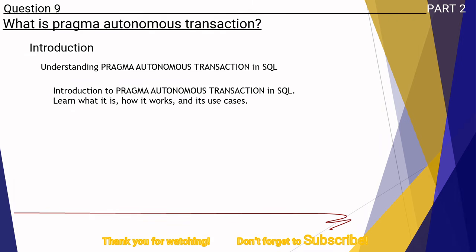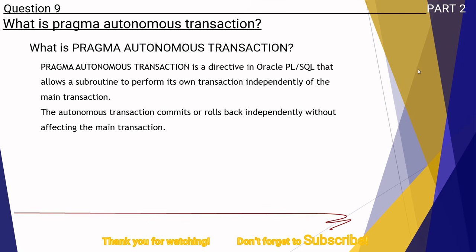Welcome to this session. In this session, we will be talking about Pragma autonomous transaction in SQL. This is an advanced concept that helps manage transactions in PL/SQL. Let us dive into how this works and when you might need it.